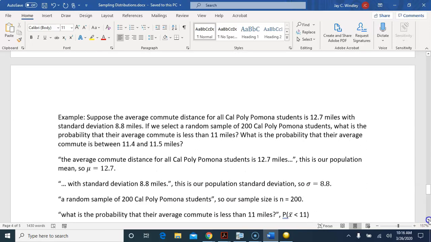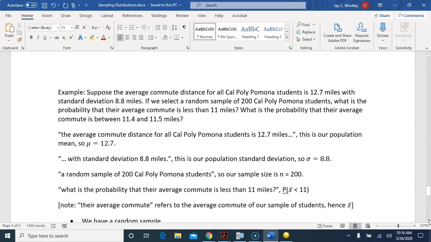So here's a simple example. Suppose the average commute distance for all Cal Poly Pomona students is 12.7 miles, with a standard deviation of 8.8 miles. We select a random sample of 200 Cal Poly Pomona students. What is the probability that their average commute is less than 11 miles?